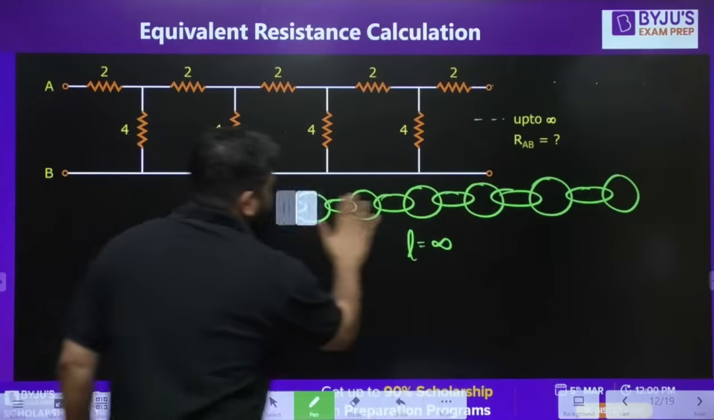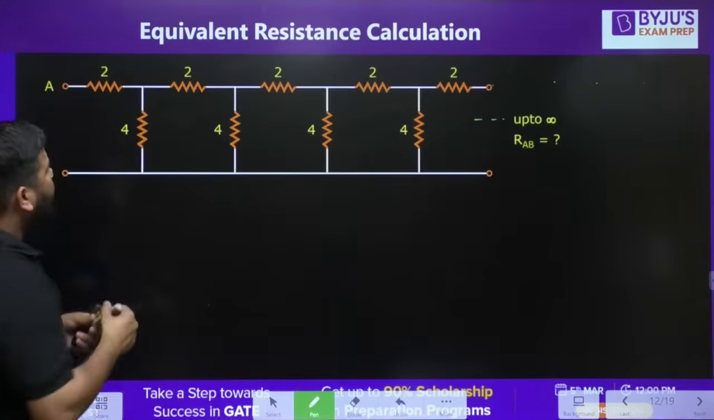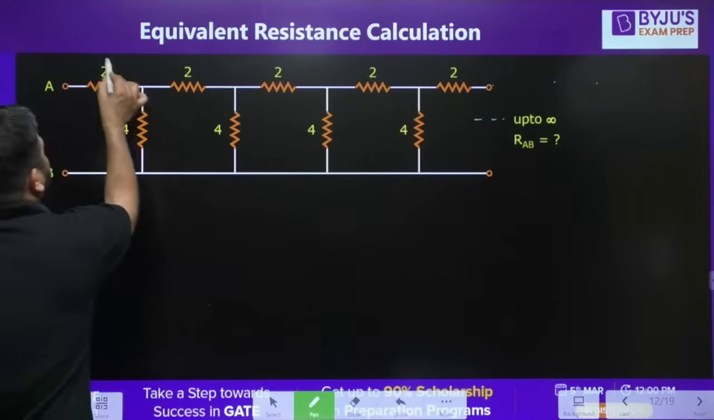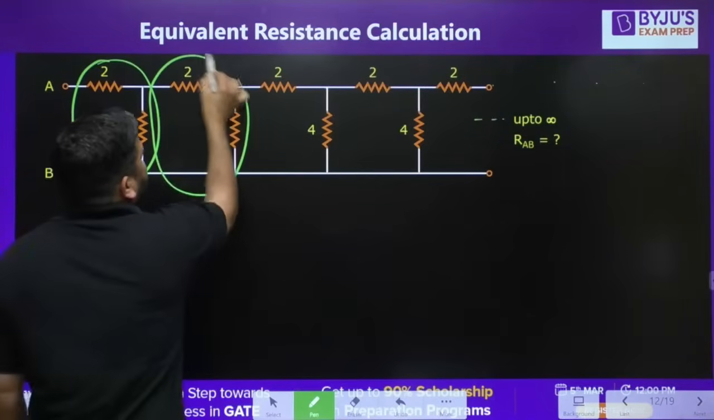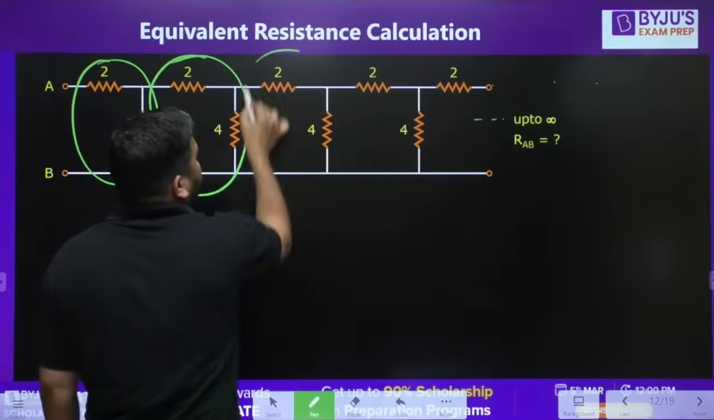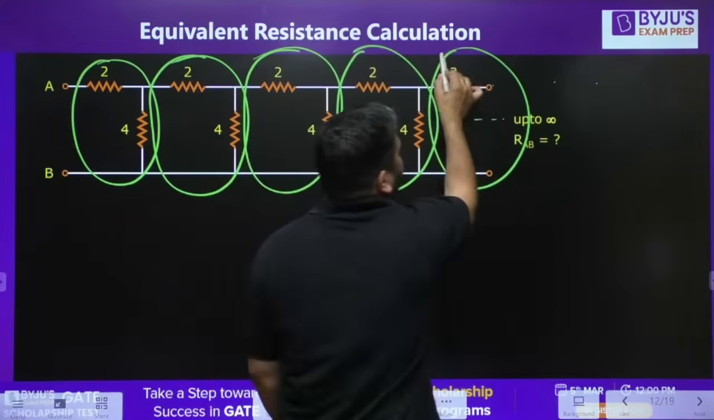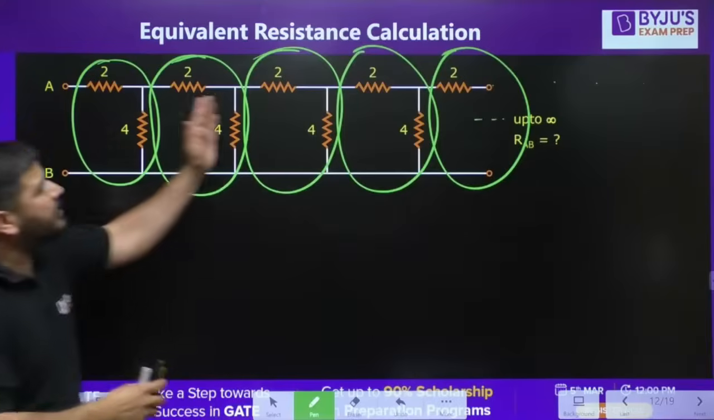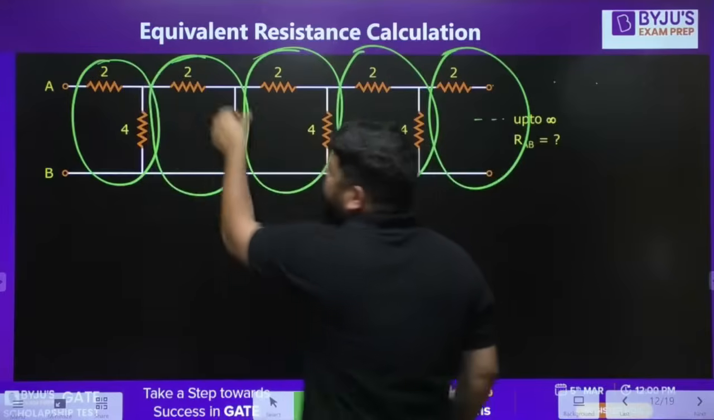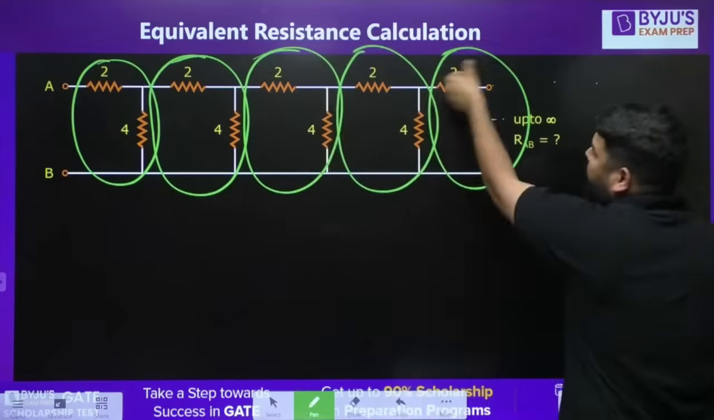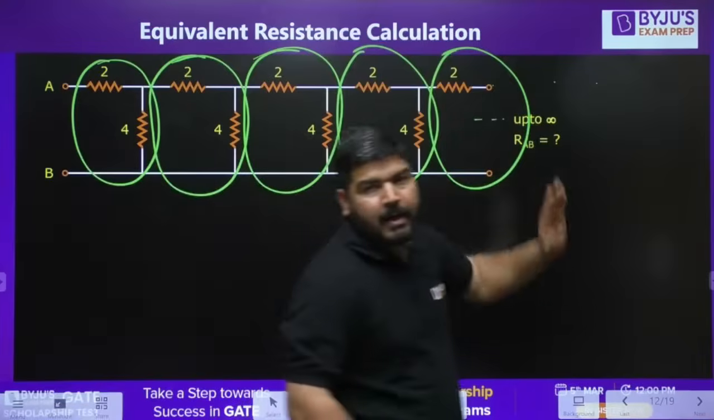Now, in the above circuit, you can apply the same analogy. You can assume the rings. This is the first ring, 2, 4, again 2, 4. So this is the second ring, again 2, 4, the third ring, the fourth ring, the fifth ring. So there are infinite rings connected like this, because the repetitive branch I call a ring. So there are infinite rings in that ladder.